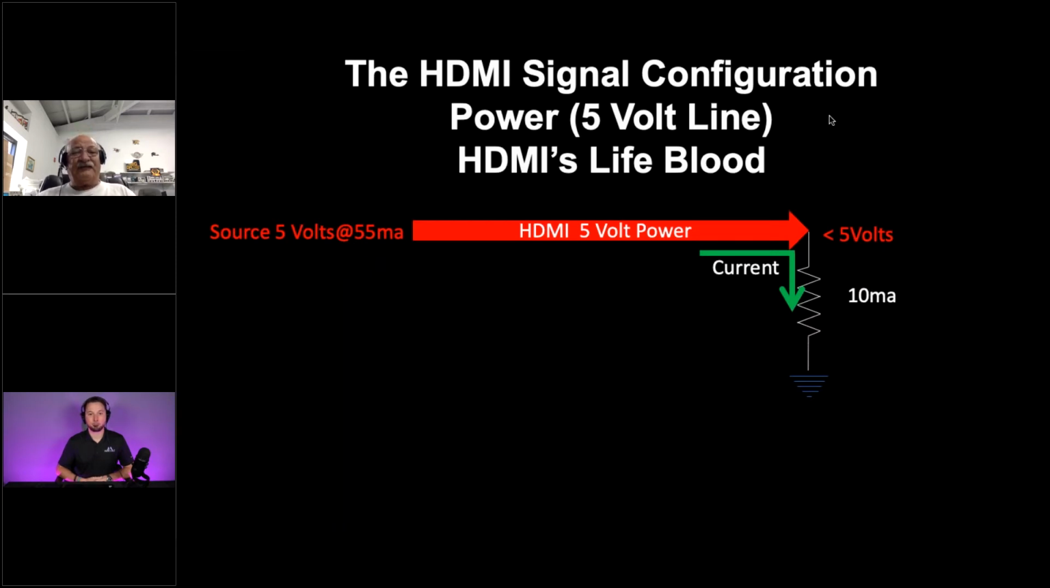But this is where the fun comes in. You ready for this one, guys? Because none of you know this, I bet you. When you turn the TV off, it draws 50 milliamps. Did everybody get that? You're drawing more current through the bus when the television's turned off.